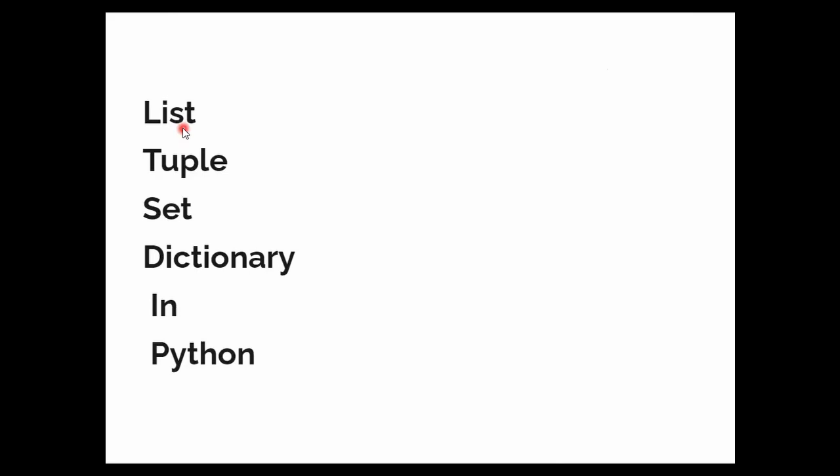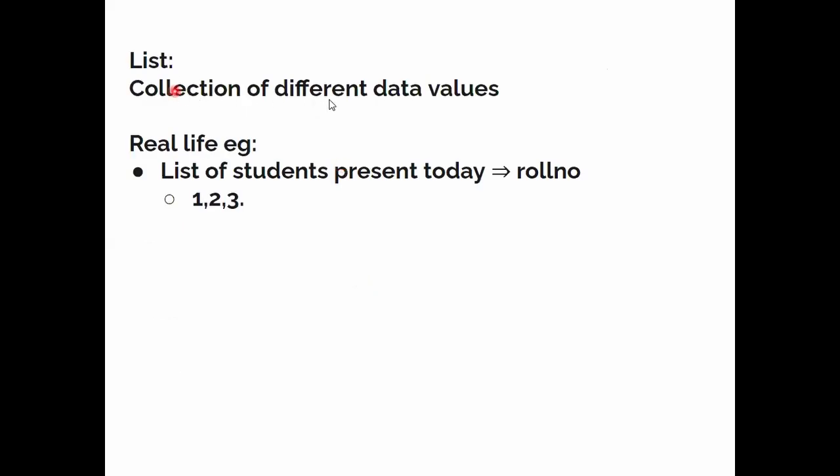Today we will discuss list, tuple, set, dictionary in Python. So what is a list? List is a collection of different data values. These different data values are nothing but the values of different data types. We had already discussed different data types in one video named data types in Python. I will share the link in the description box so you can go and check the video if you have not previously watched.